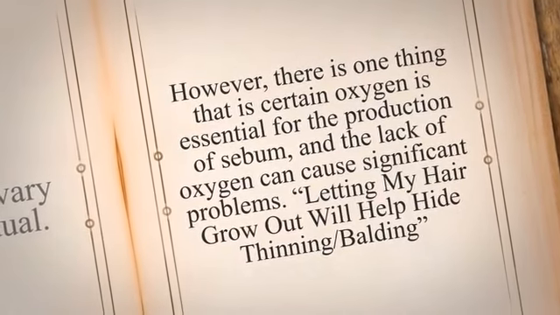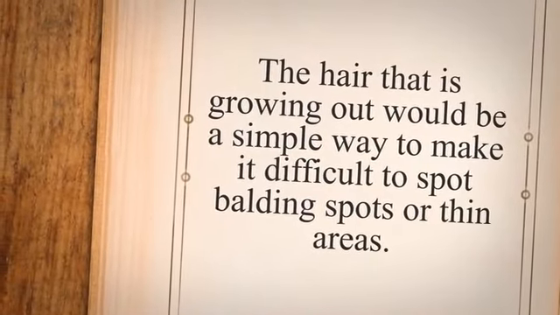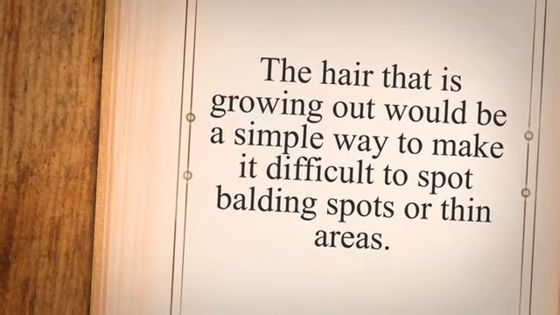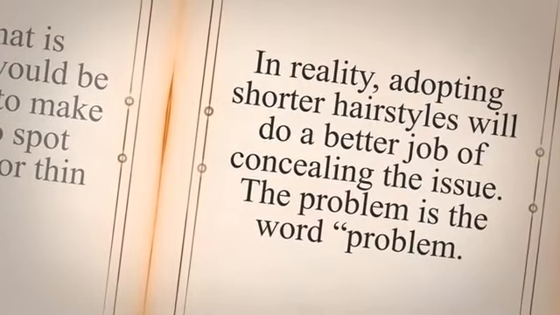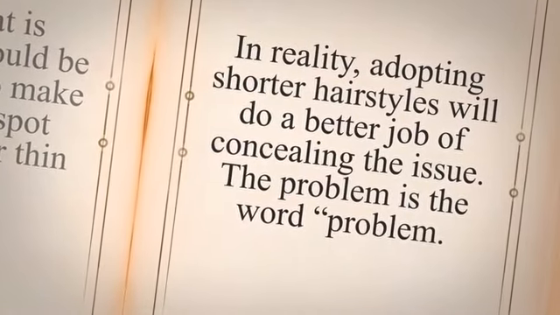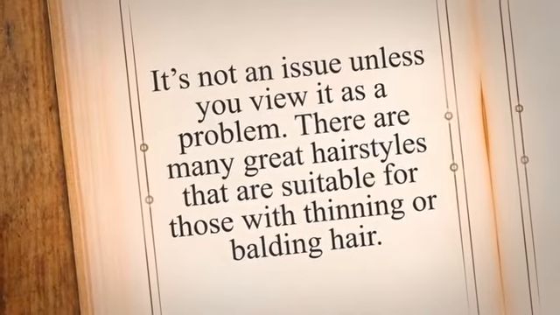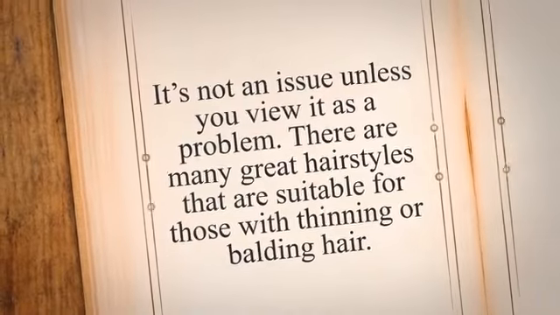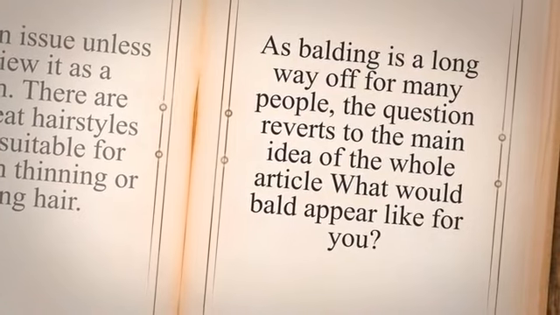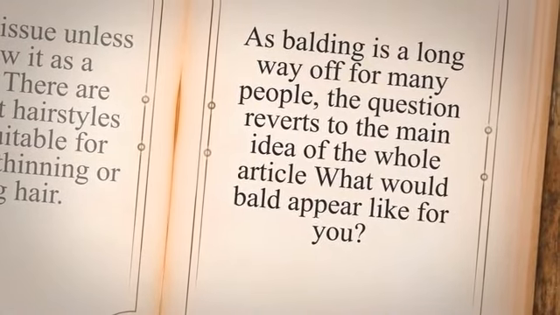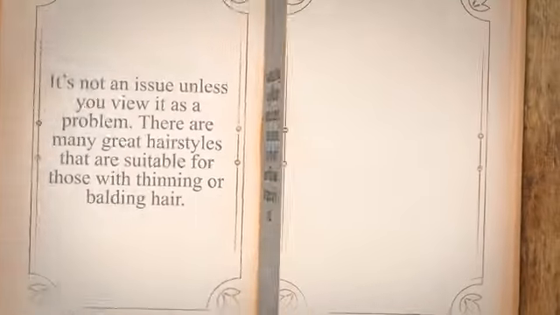Letting my hair grow out will help hide thinning or balding. There's a thought there: I'd like to conceal my balding. The hair that is growing out would be a simple way to make it difficult to spot balding spots or thin areas. In reality, adopting shorter hairstyles will do a better job of concealing the issue. The problem is the word problem. It's not an issue unless you view it as a problem. There are many great hairstyles that are suitable for those with thinning or balding hair. If you're planning on going completely bald, move through it without difficulty instead of fighting it. As balding is a long way off for many people, the question reverts to the main idea of the whole article: what would bald appear like for you?